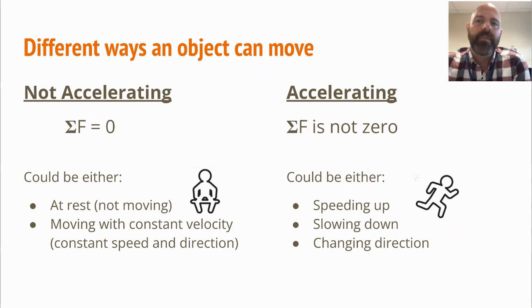All right. We want to connect this idea of forces to the idea of moving objects. We've already said something about it. It turns out when things are not accelerating, that means that the net force is 0. So net force is 0 and not accelerating are talking about the same thing. This is, again, either at rest or moving at a constant velocity. On the other hand, accelerating objects must have a net force that is not 0, an unbalanced force, to cause this. This could be speeding up, slowing down, or changing direction.